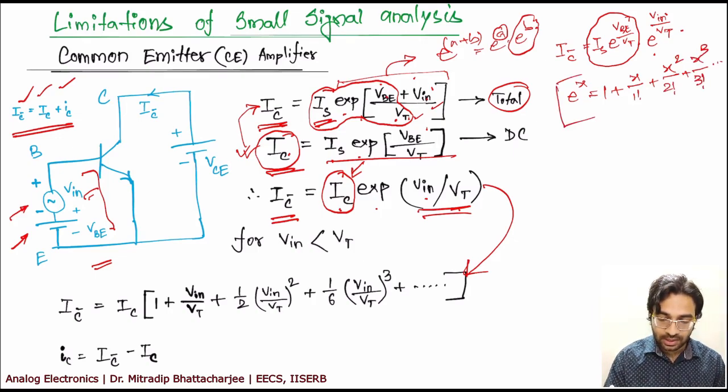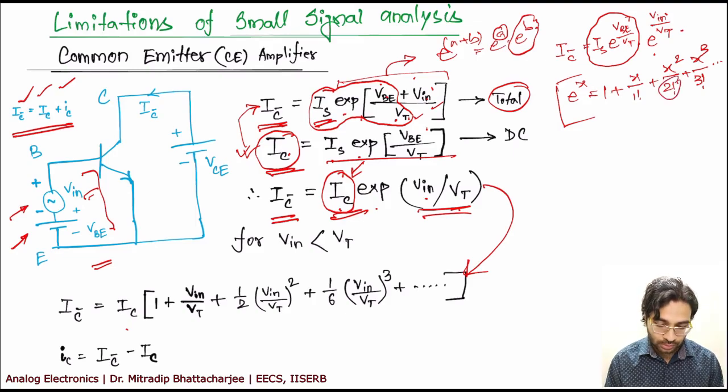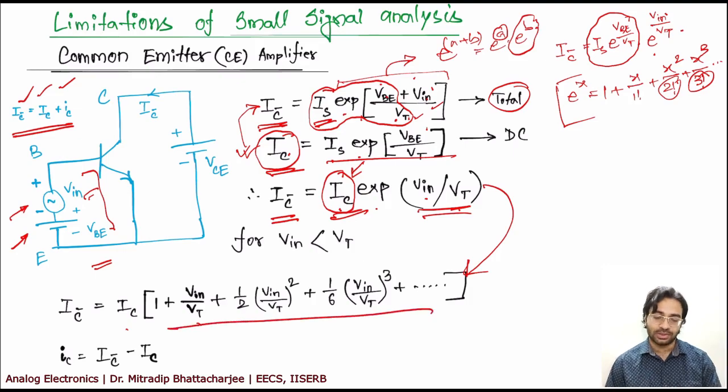If you use this infinite series, you will find I_C', the total current, is I_C into e to the power x, where x is V_in by V_t. So it is 1 plus V_in by V_t, plus 1 by 2 (V_in by V_t) whole square, because 2 factorial is 2, then 3 factorial is 6, times (V_in by V_t) whole cube. So this is your total expression.